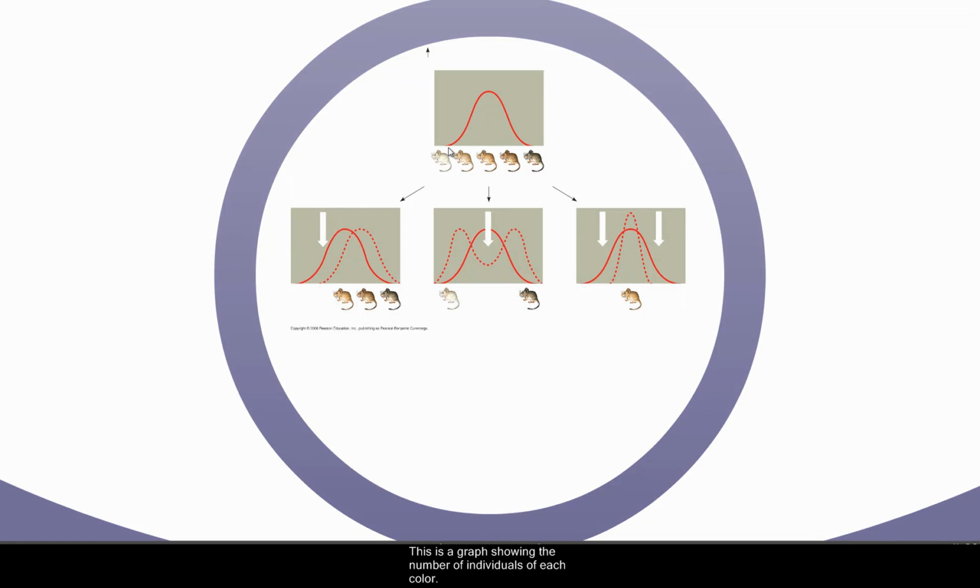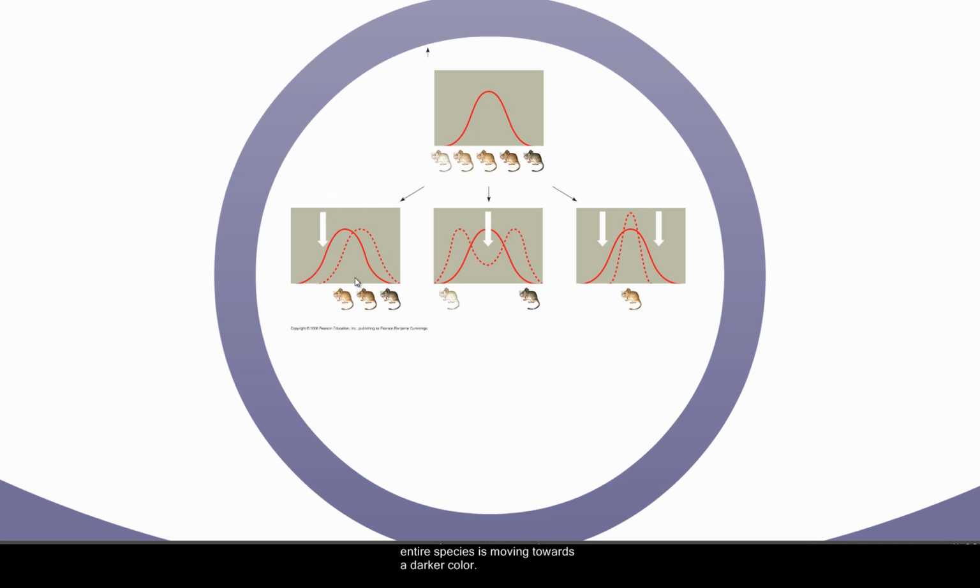This is a graph showing the number of individuals of each color. This is one species of mouse and it ranges from light to dark. And notice we're starting out with a normal distribution with most of the mice light brown. The dash shows the next generation, and so we're seeing a change in gene frequency over time for coat color. So this first one is representing directional selection. So here the darker colored mice are having more babies, and so the entire species is moving towards a darker color.